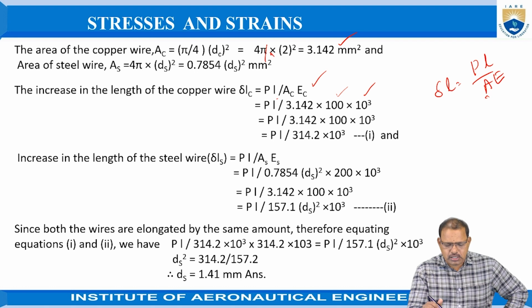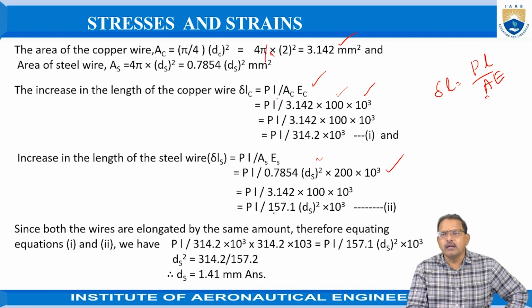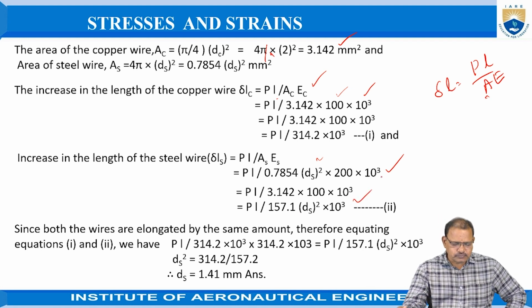Similarly, for the steel, the elongation is equal to P into L divided by AS into ES. So P into L, AS is equal to 0.7854 ds whole square, and E is equal to 200 into 10 to the power 3 Newton per mm square. Doing the calculation, we get P into L divided by 157.1 ds square into 10 to the power of 3.